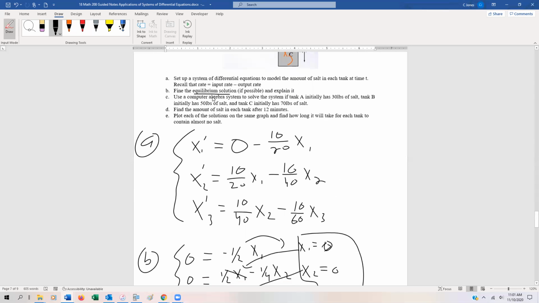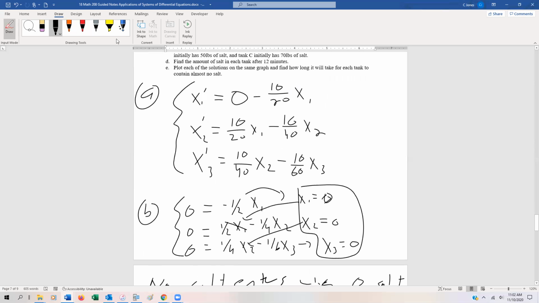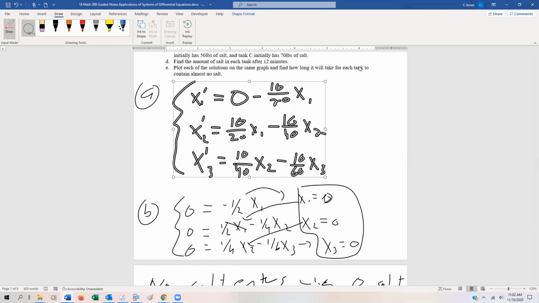Now, for part C, we have some initial conditions. Tank A is going to have 30 pounds, tank B is going to have 50, and tank C is going to have 70 pounds of salt. So I'm going to copy this system, since we need this.